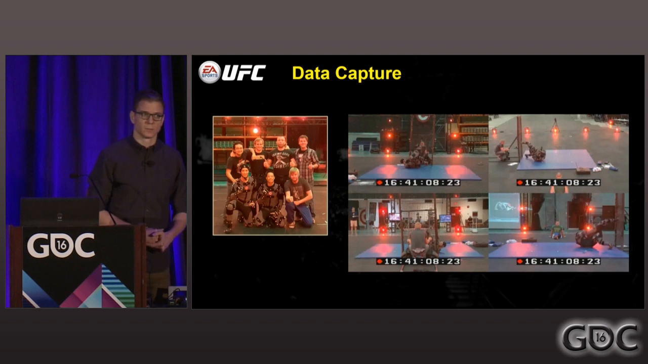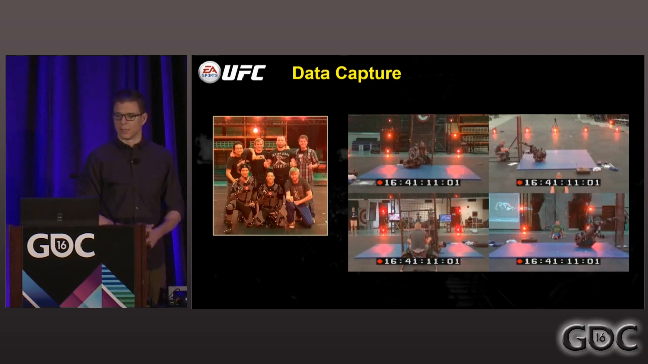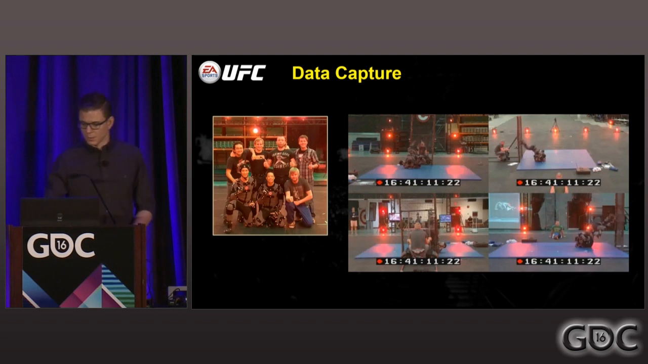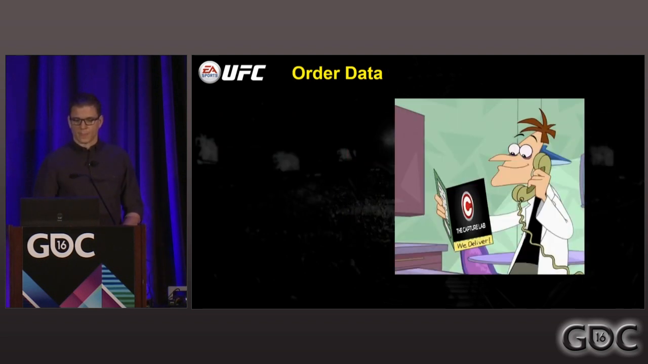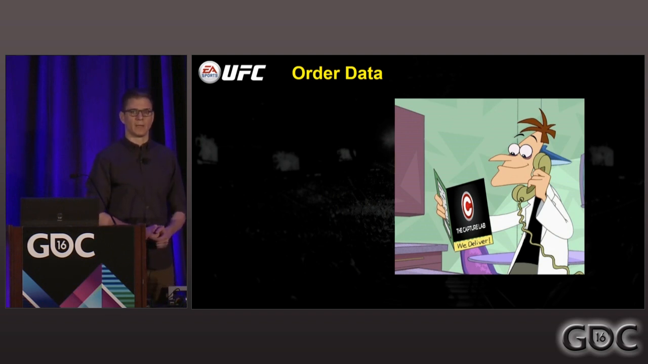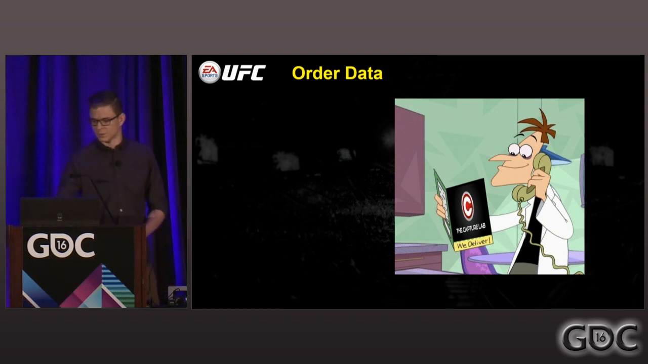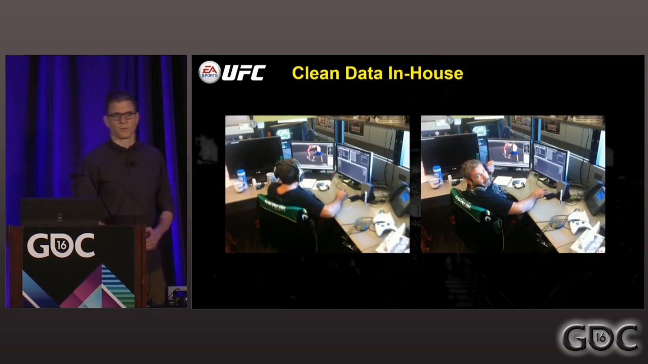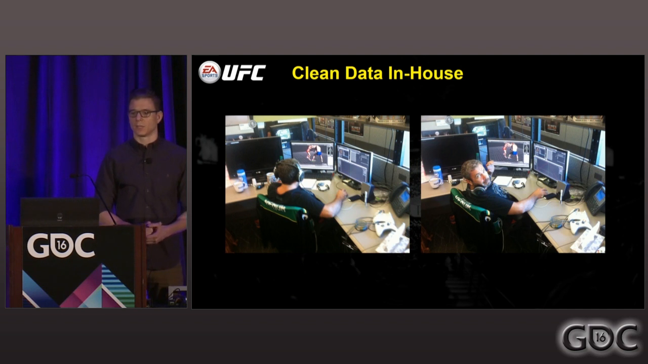And then we go into the studio and we'd capture the data. If you look on the right-hand screen, Liam Miller is weighing down the cage, and beside him is that pose library. That thing's essential. And then using proprietary software, I'll go back to my desk and I will painstakingly and tediously order that data. It's not a fun process. And then for UFC 1, we would clean it up in-house. This is Dimitri Cooperman, one of our senior animators, cleaning up a grapple transition.